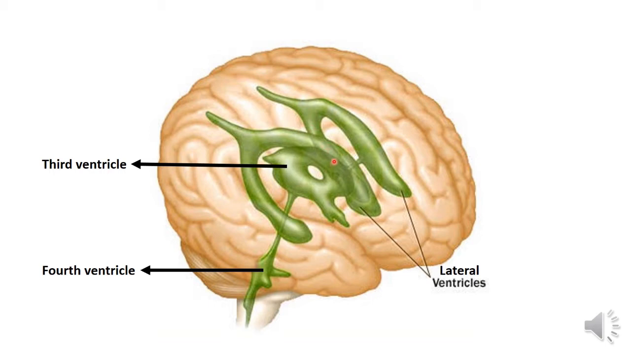So, each cerebral hemisphere contains one lateral ventricle. These lateral ventricles are connected to the third ventricle at the center, which is in turn connected through the cerebral aqueduct to the fourth ventricle. This is the ventricular system. We will see each ventricle separately in separate videos. In this video, we will be discussing the lateral ventricle.